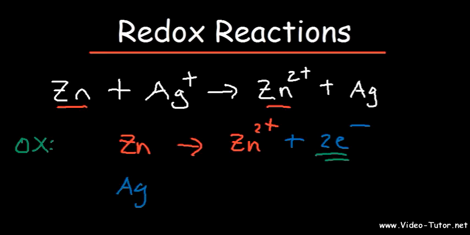Now let's look at the other half reaction. We have Ag+ converting into Ag. So we have a +1 charge on the left, 0 on the right. So we need to add 1 electron to the left side to balance the charges. Anytime you have electrons on the left side, it's a reduction reaction.